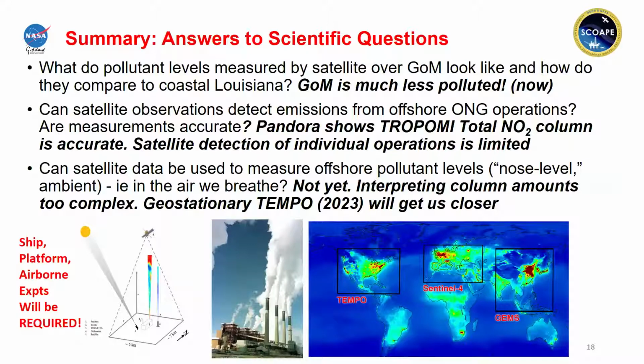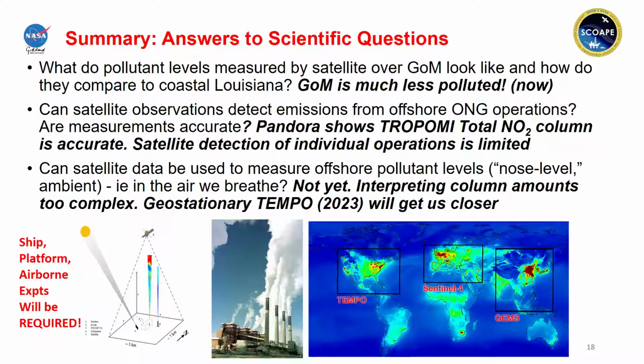There's no question that we need, as in this little cartoon here in the lower left, more ship, platform, and airborne experiments to really understand the relationship of our remote sensing measurements to ambient air quality. We have TEMPO coming up in the next few years. The Korean GEMS has been launched. So if I come back to our original questions about what pollutant levels measured by the satellite look like and the comparison between the Gulf and the coast, at least for now, the Gulf of Mexico is much less polluted. And although we were in a very clean air time of the year, I suspect that's probably typical, except at some very stagnant periods in the late summer.